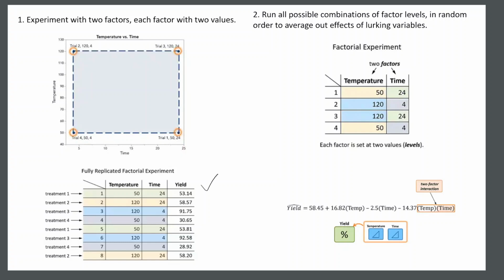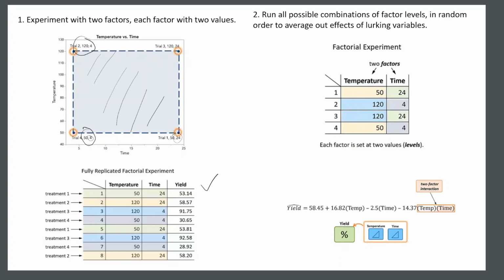What we do is take the extremities: temperature varies from 50 to 120, and time varies from 4 to 24 hours. Using these extreme values, we construct a region within which we can carry out the experiments. We repeat every experiment twice to get reliable data.